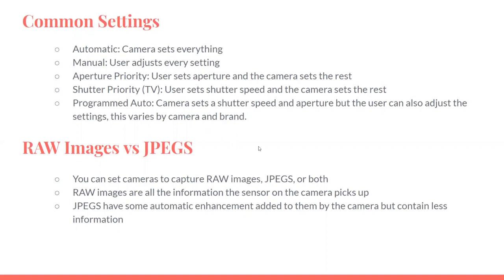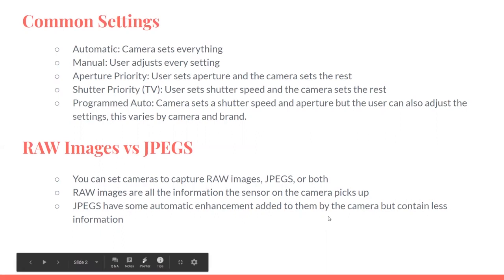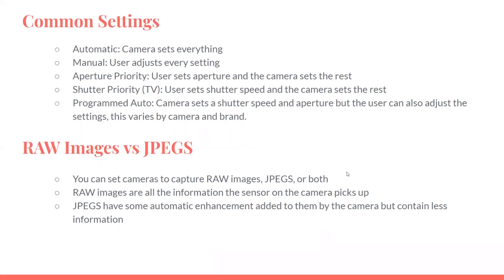There's also, when you shoot, cameras have the option to save either raw images, JPEGs, or both. Raw images are all the information that the sensor within the camera picks up. When you take a photo, the sensor is exposed to the light and the image, and so raw images are just that exposure from the sensor, and JPEGs are a compressed version that have some enhancement added to them by the camera. So they usually look better than the raw image, but they have less information. And so when you take just JPEGs, you lose some editing power that you would have from having raw images.